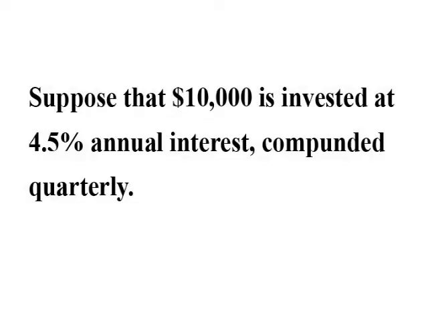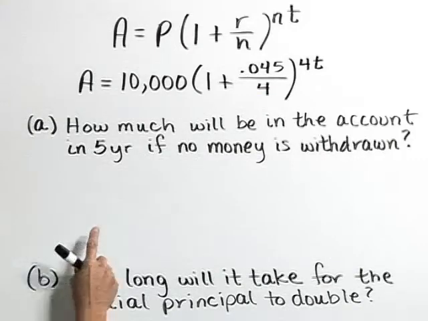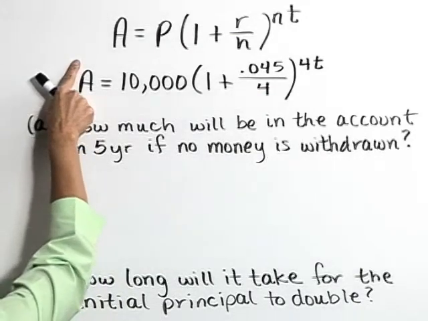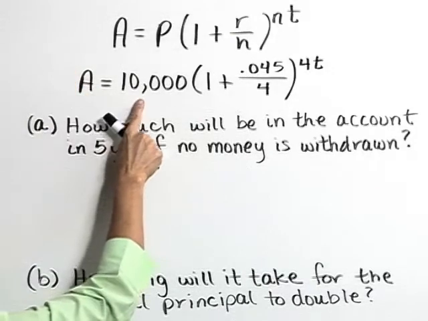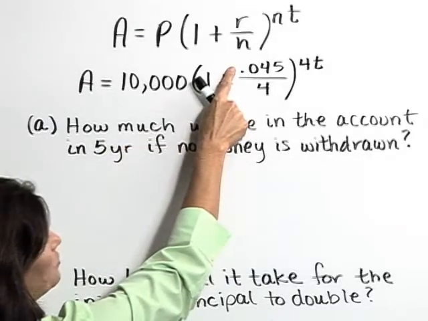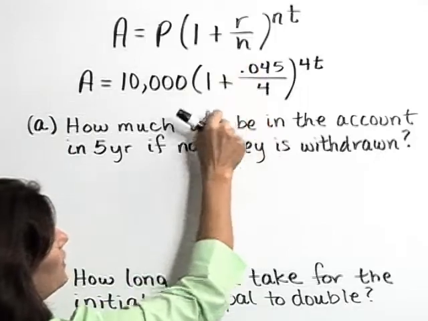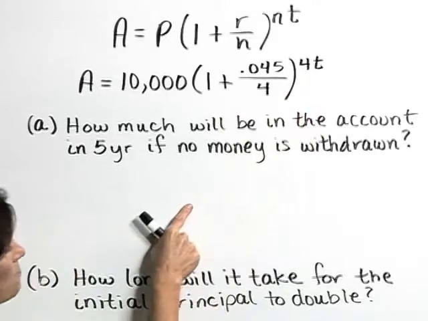Suppose that $10,000 is invested at 4.5% annual interest, compounded quarterly. In Part A, we want to answer the question, how much will be in the account in 5 years if no money is withdrawn? Now, our compound interest formula is A equals P times (1 plus r over n) to the nt. We're given initially that a principal amount of $10,000 is invested at 4.5%, so 0.045 for r, and that this is compounded quarterly, so n is equal to 4.